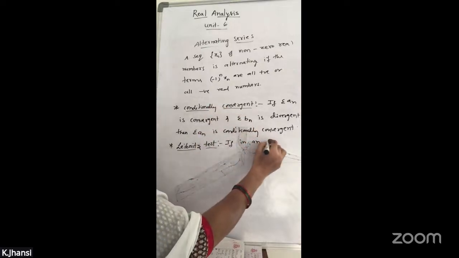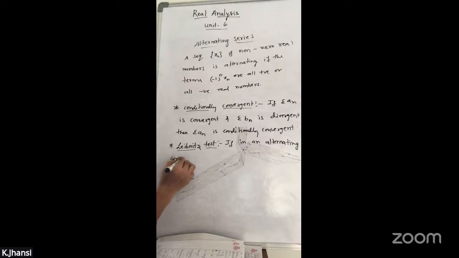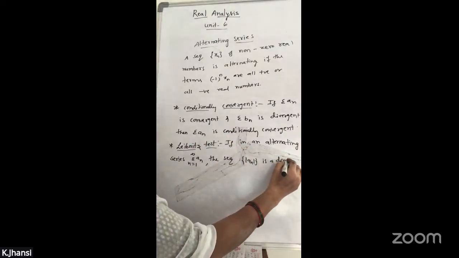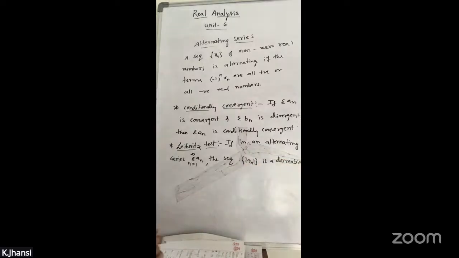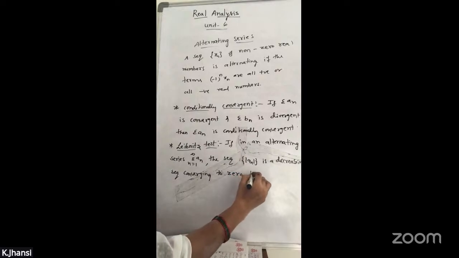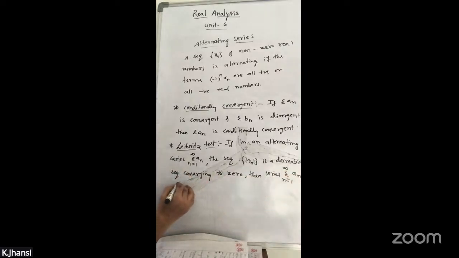If in an alternating series, summation n equals 1 to infinity an, the sequence modulus of an is a decreasing sequence converging to 0, then the series summation n equals 1 to infinity an is convergent. Okay. This proof you have in your textbook, so you can practice that proof.